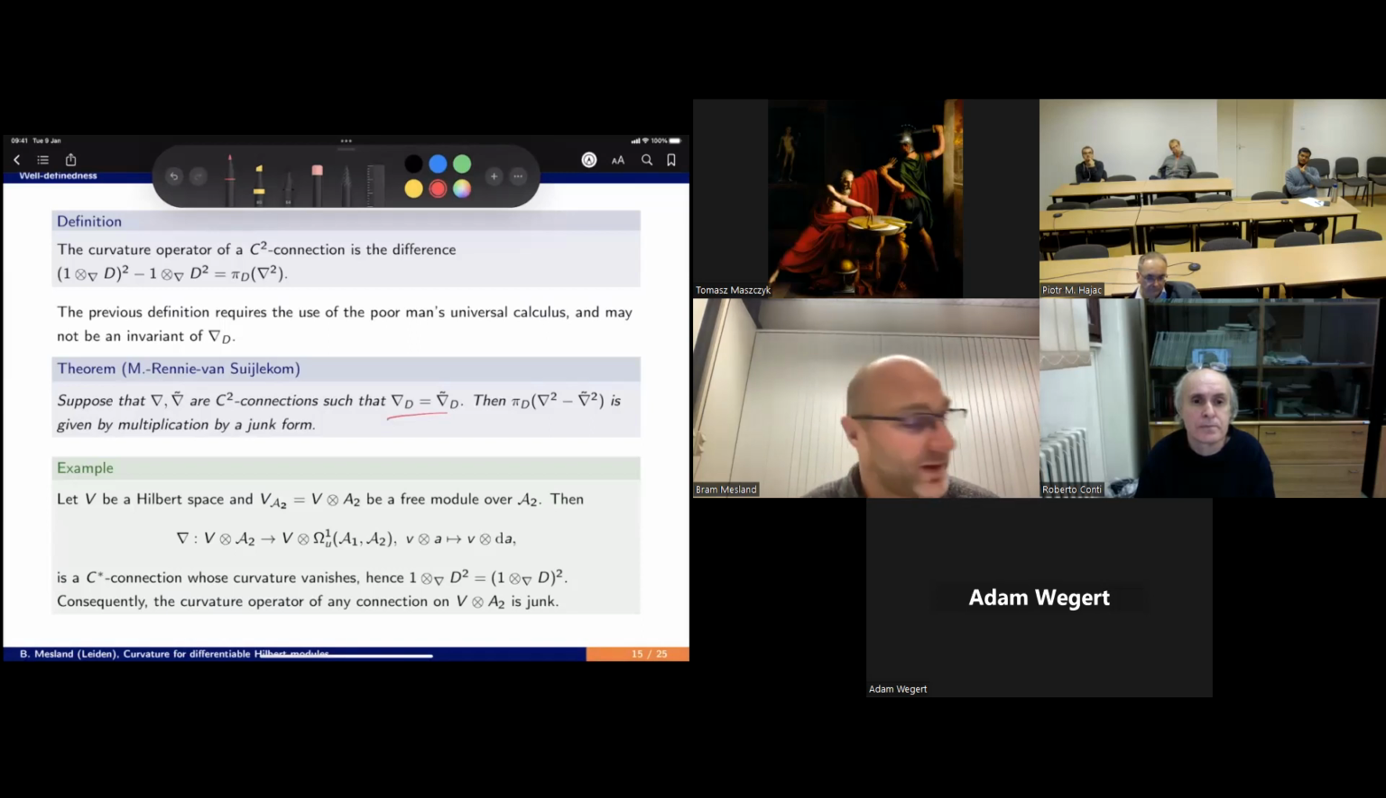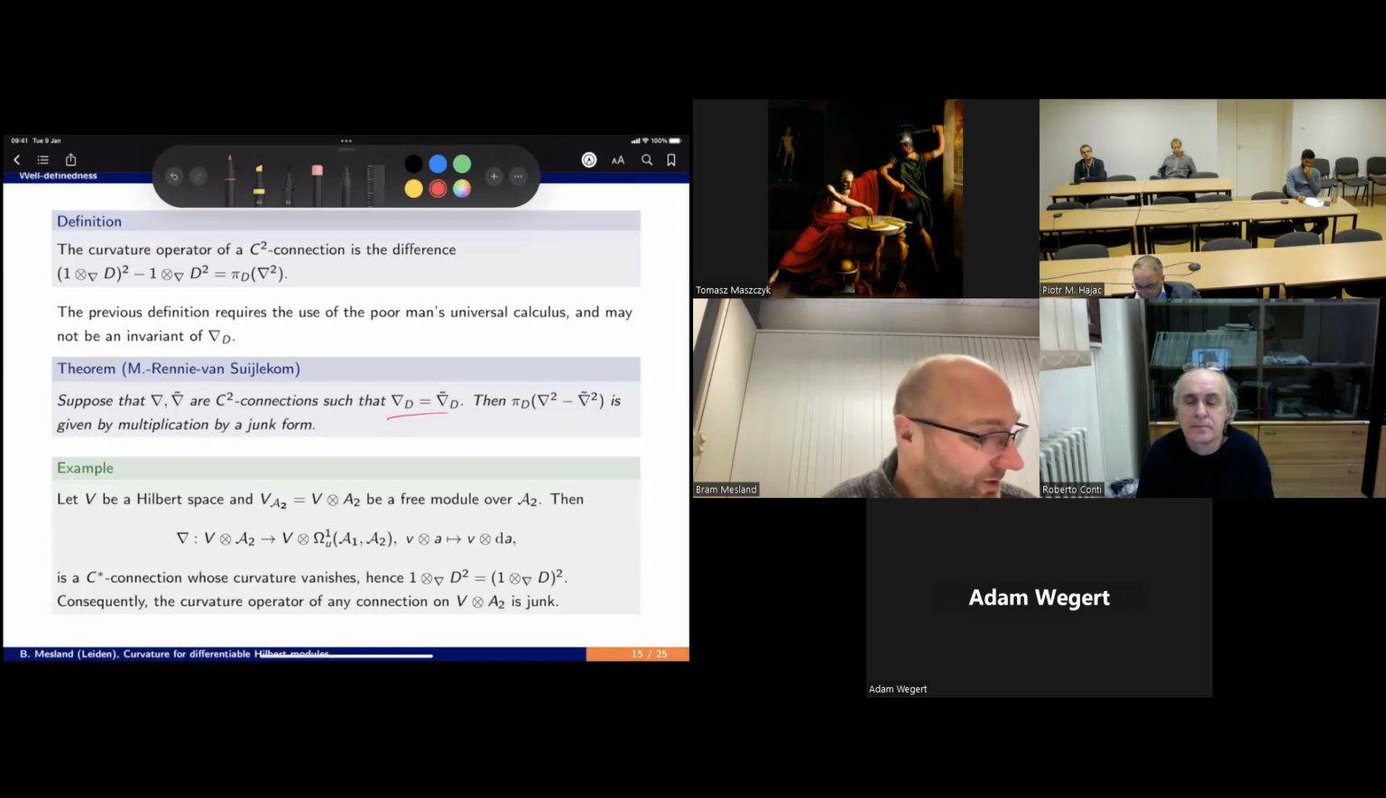Suppose that I have nabla and a nabla tilde that are universal connections, but that representatively give you the same connection. Well, then it turns out that this represented curvature only sees junk in a very precise way. So there are the junk forms again. But so this curvature operator is well defined up to junk, which it should be given the existence of Kahn's universal calculus.